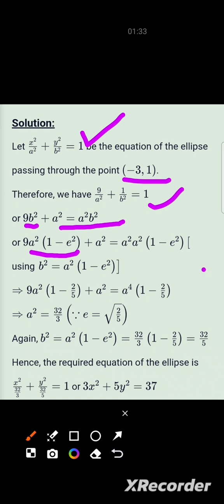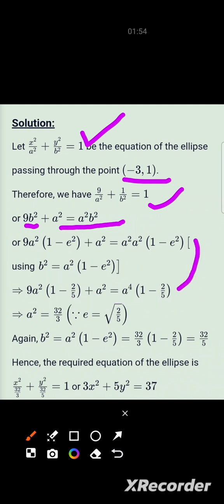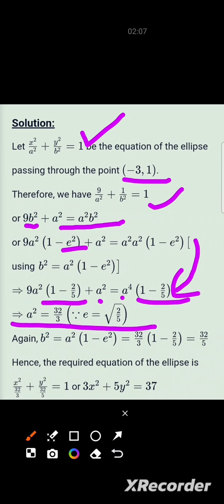So just to simplify and get the expression in terms of a square, what we are getting is 9 by a square. The value of e square is 2 by 5. Look from this line to this line. So 1 minus the value of e square, 2 by 5, a square remains a to the power 4, 1 minus 2 by 5 whole square. So if you simplify, the value of a square is coming to 32 by 3.